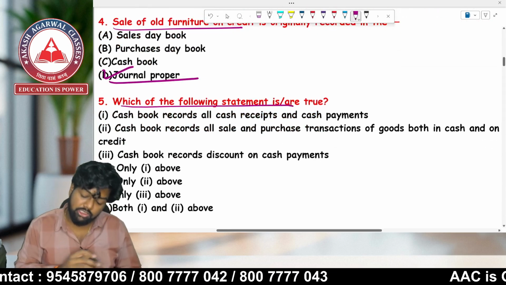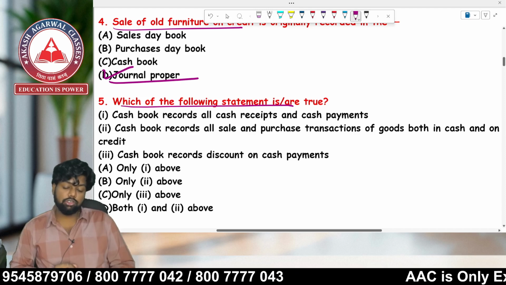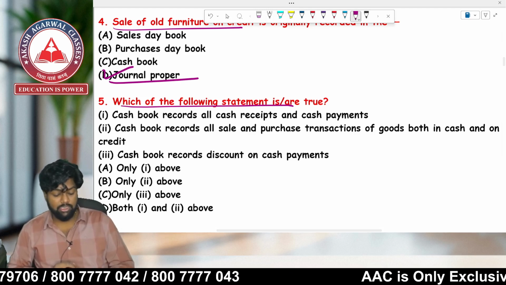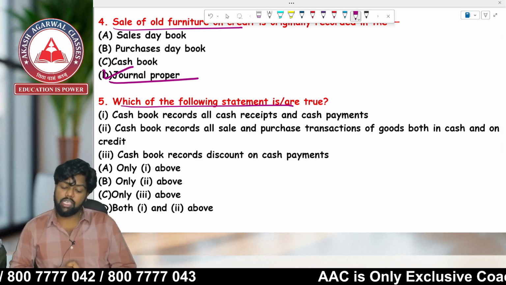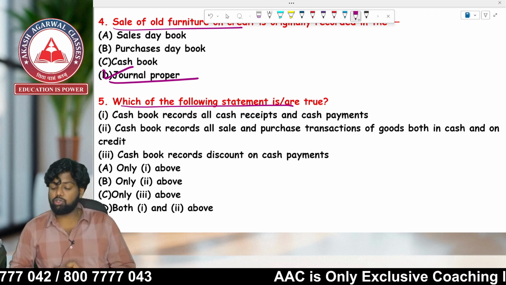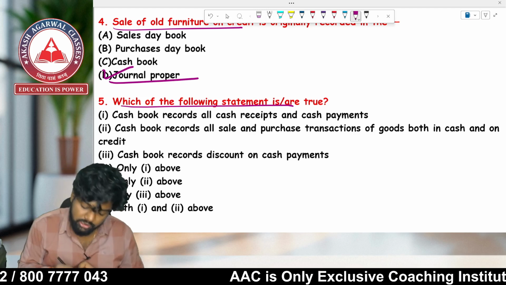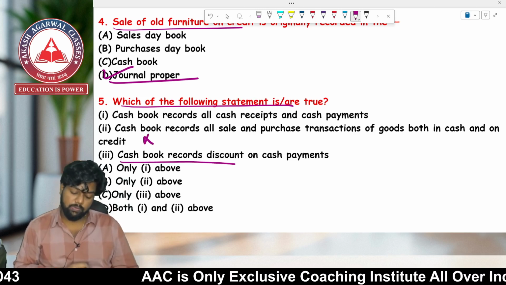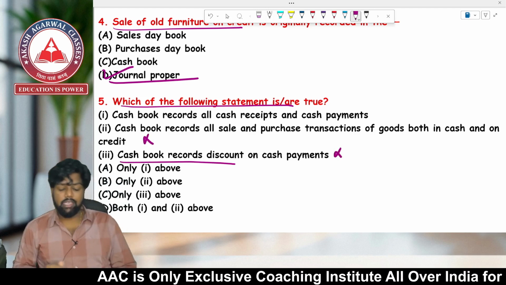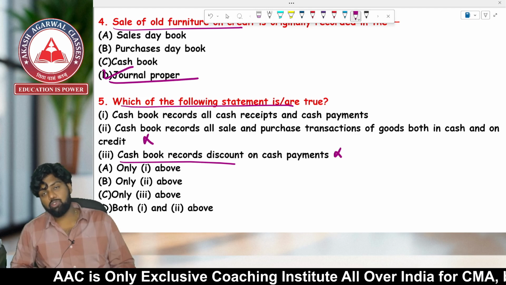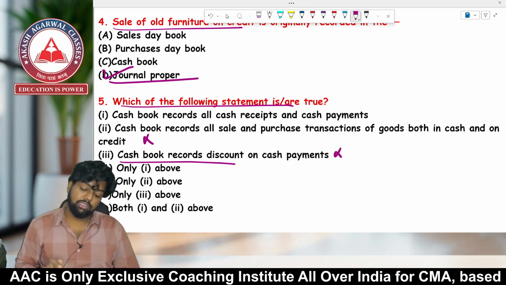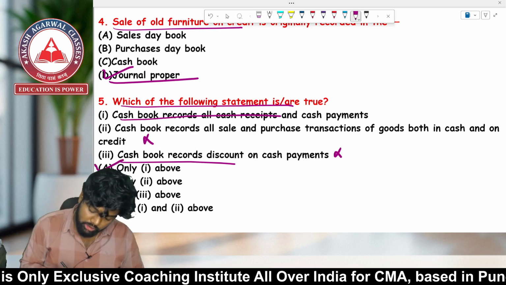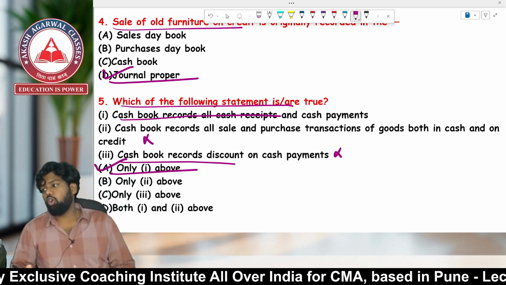Which of the following statements are true? Cash book records all cash receipts and cash payments. Yes. Cash book records all cash and purchase transactions of goods, both in cash or credit. No, it is false. Cash book records discount on cash payments. Wrong. Cash book records discount on cash payments as well as cash receipts. So the option will be only one of the above. Option 1 is correct.